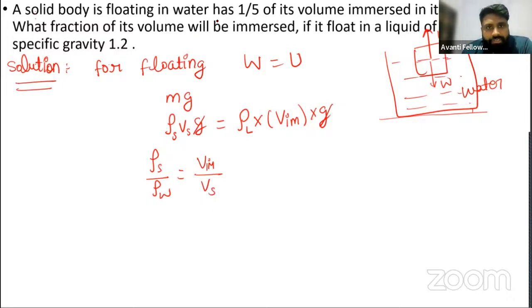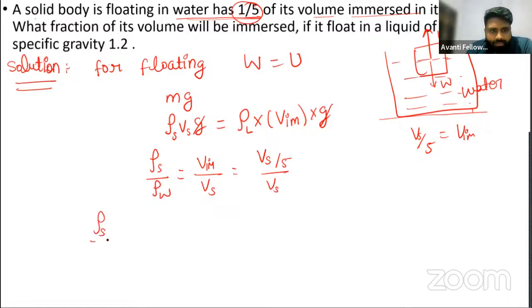Now in the question it is given when it is being dropped in the water, it has 1 by 5th of its volume immersed in it, which means V by 5 is the volume immersed. It is Vs by 5, volume of solid. So we can write it as V of solid by 5 divided by V of solid. So rho of solid divided by rho of liquid, in water, is equals to 1 by 5. This is equation number 1.